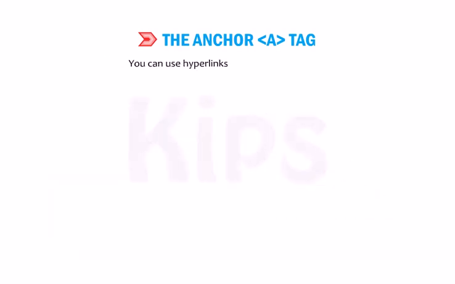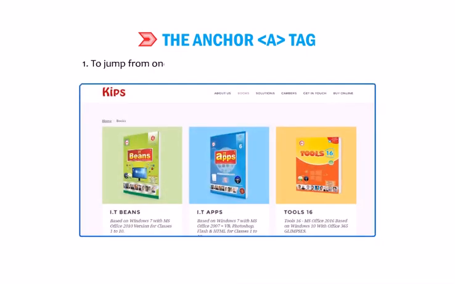You can use hyperlinks in the following ways. Number 1: to jump from one section to another within the same web page. Number 2: to link to another page within the same website. Number 3: to link to another page or website anywhere in the world.